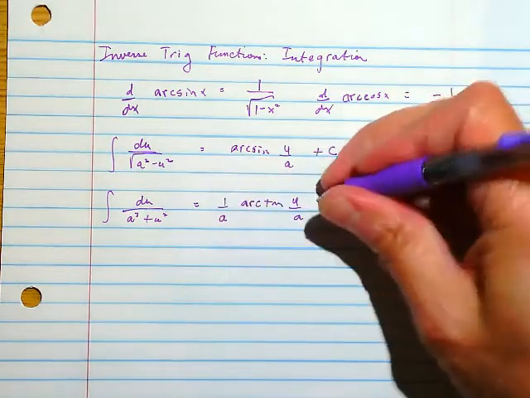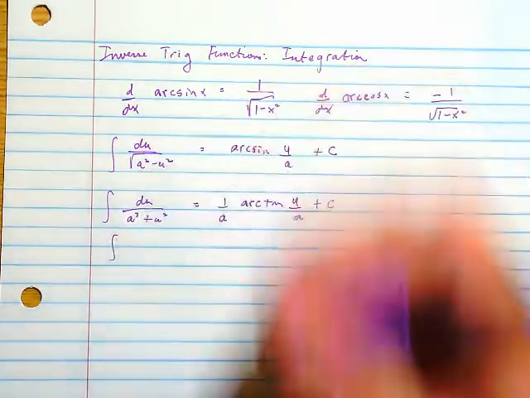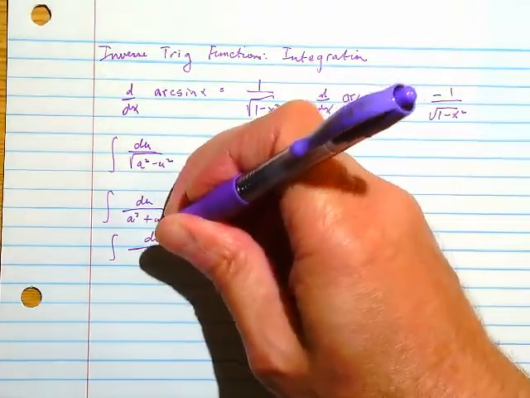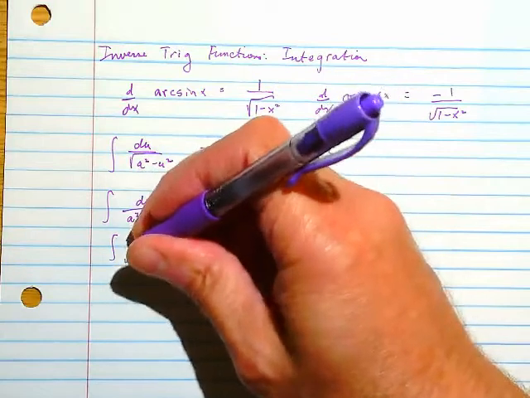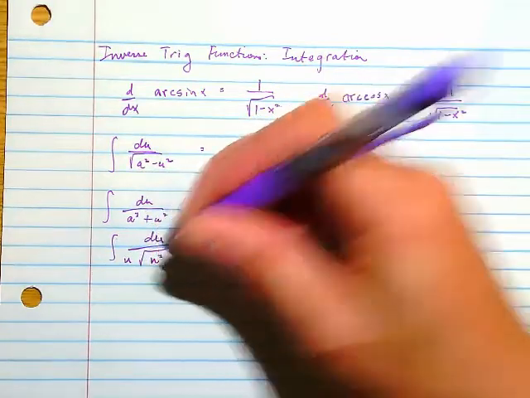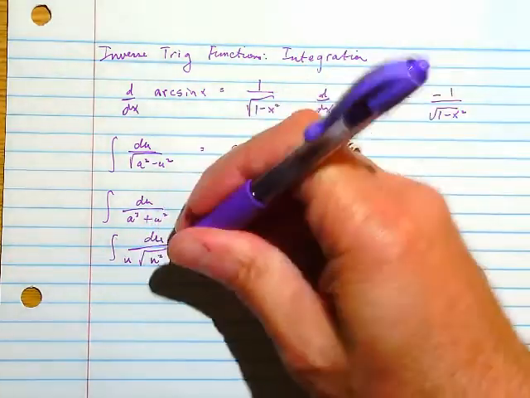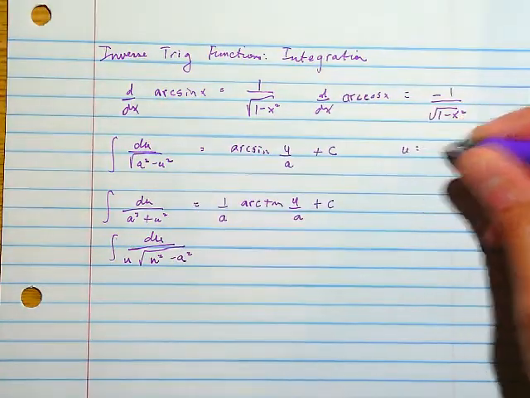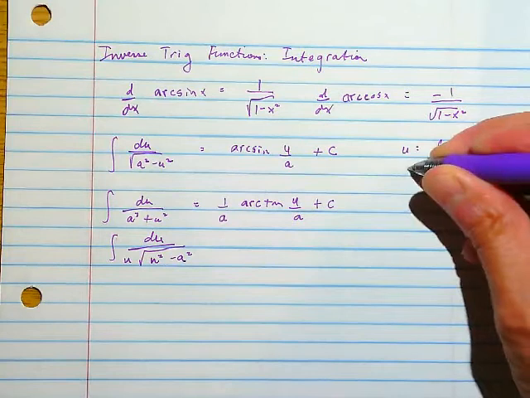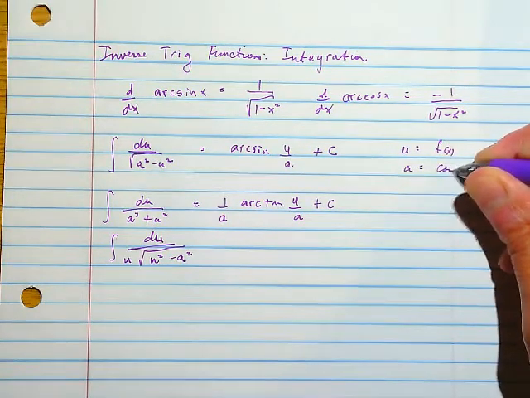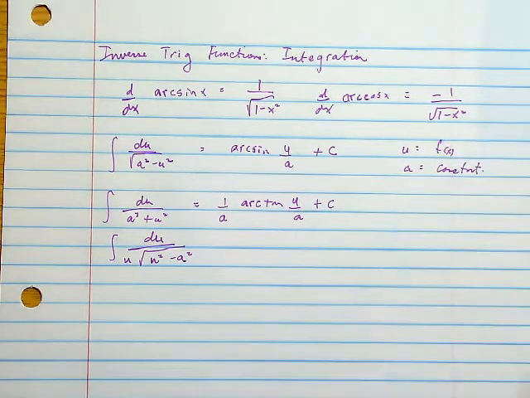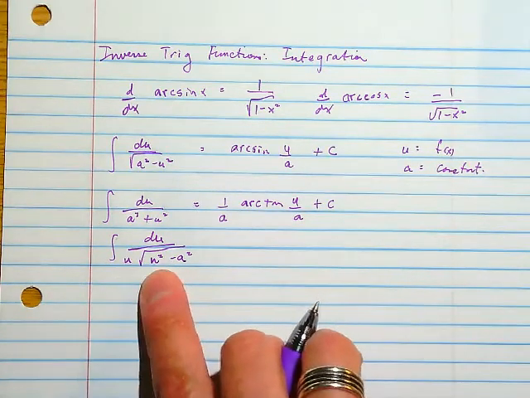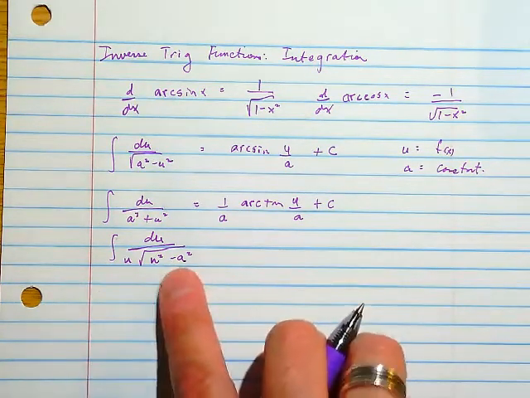And the last of the 3 integral patterns that you need to remember, the weird one I guess you'd say because we've got that u out front, is the square root of u squared minus a squared. Remember, it really matters. u is some function of x, and a is going to be a constant.